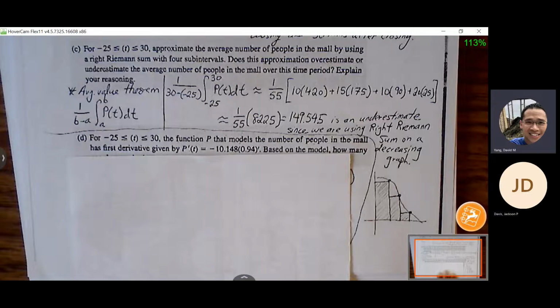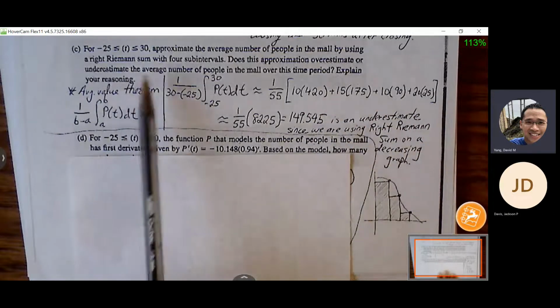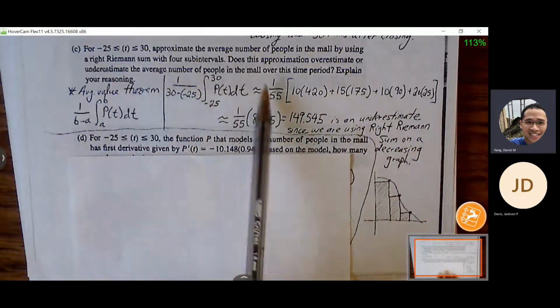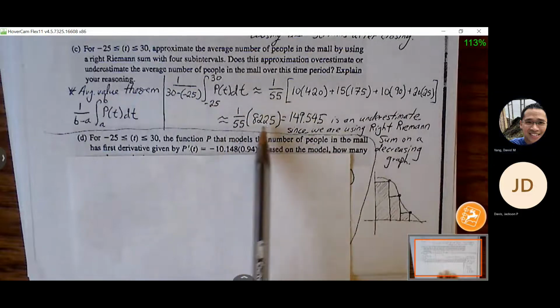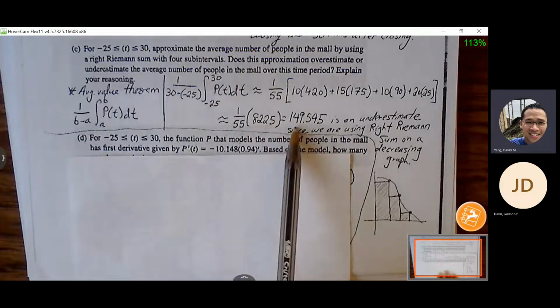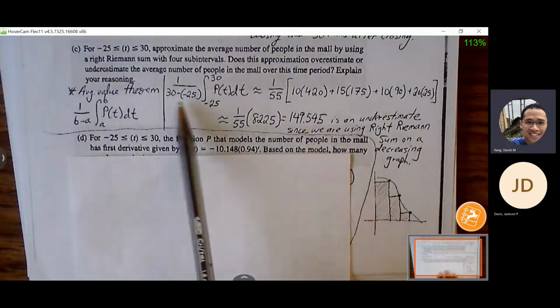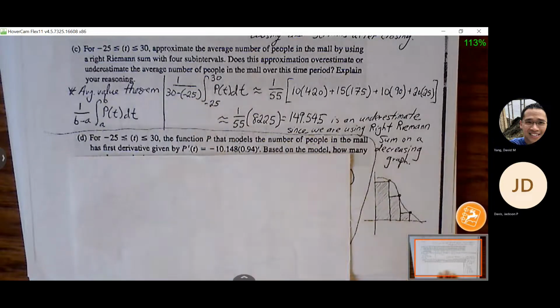Okay, questions? So width times height, add up all the areas of the rectangles, but I still have to make sure I include that 1 over b minus a, that 1 over 55. This will give me the average number of people over this time period.